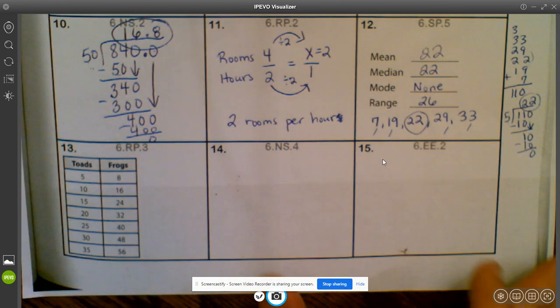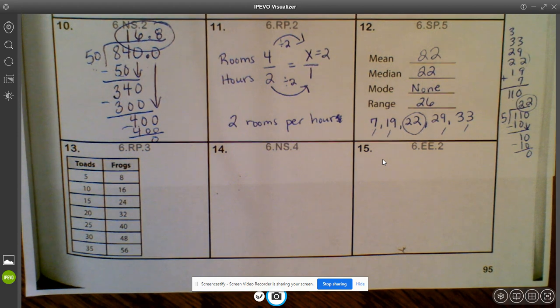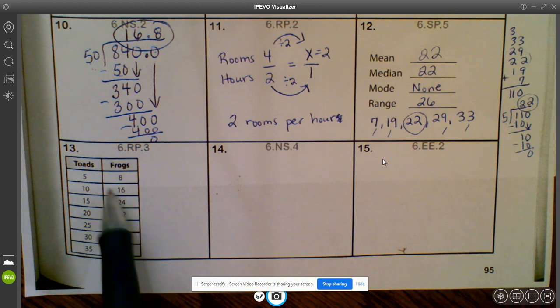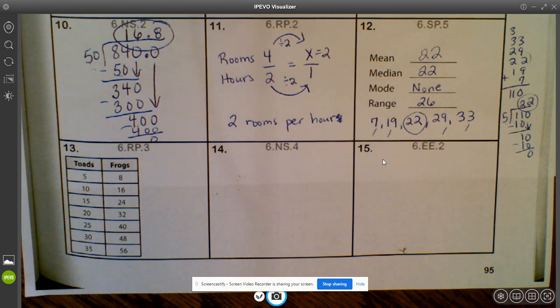Okay, number 13, you have toads and you have frogs. So the question says, compare the ratio of frogs to toads. If the ratio stays the same and there are 130 amphibians, how many toads and how many frogs are there? Okay, so what we want is the total when you add these two up, the toads and the frogs, to equal 130.